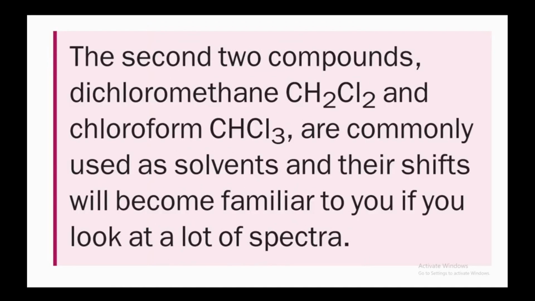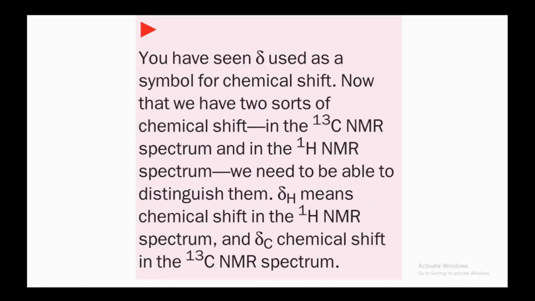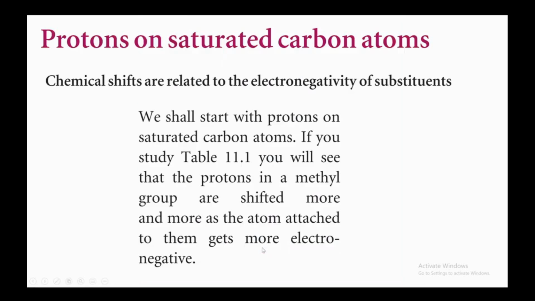The second two compounds, dichloromethane and chloroform, are commonly used as solvents, and their shifts will become familiar to you if you look at a lot of spectra. You have seen sigma used as a symbol for chemical shift. Now that we have two sorts of chemical shift, in the C13 spectrum and the proton spectrum, we need to be able to distinguish them. Sigma H means chemical shift in the proton NMR spectrum, and sigma C means chemical shift in the carbon NMR spectrum.